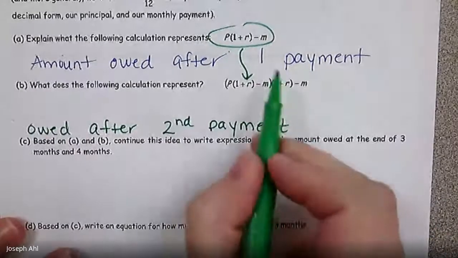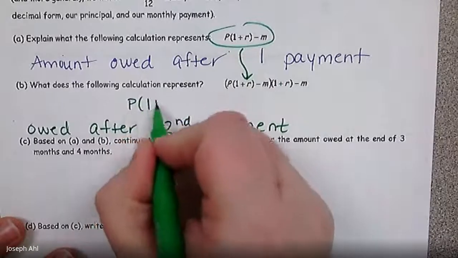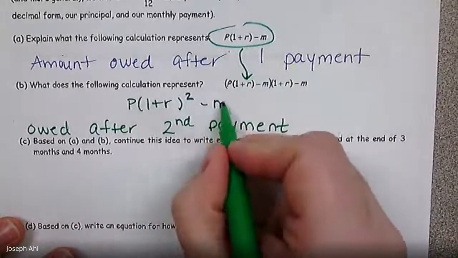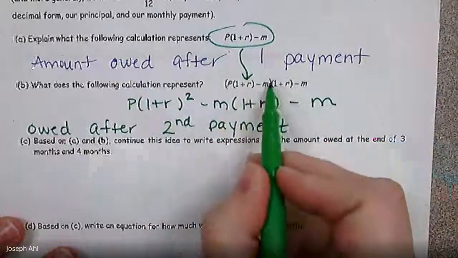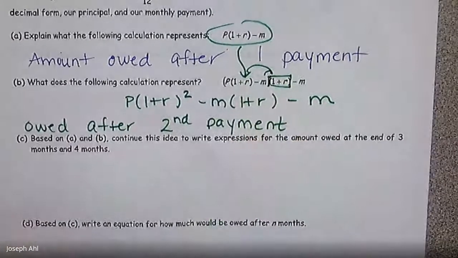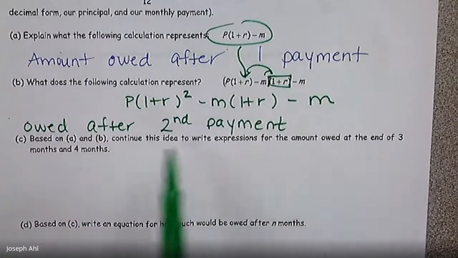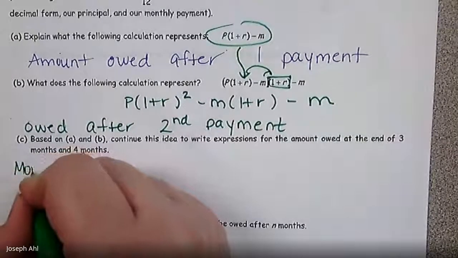And if you distribute that 1 plus R into these two terms, you're going to get P times (1 plus R) squared minus M times (1 plus R) minus M. So that was taking this 1 plus R and distributing it to both of those. And then based on A and B, continue this idea and write what you would owe at the end of the third month and the fourth month. I'll just do it for month 3 so we get the idea.